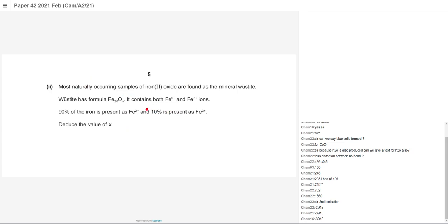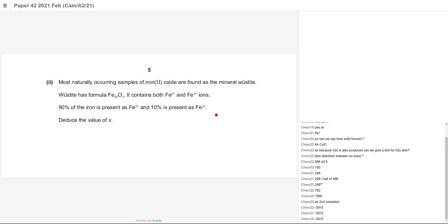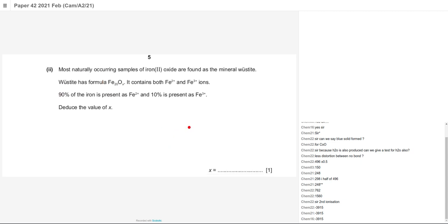Most naturally occurring samples of iron 2 oxide are found as mineral wustite. Sorry, wustite, yes. Looks like it's like a German term. Wustite has a formula of Fe20OX. It contains both Fe2+ and Fe3+ ions. 90% of the iron is present as Fe2+ and 10% is Fe3+. Deduce the value for X.